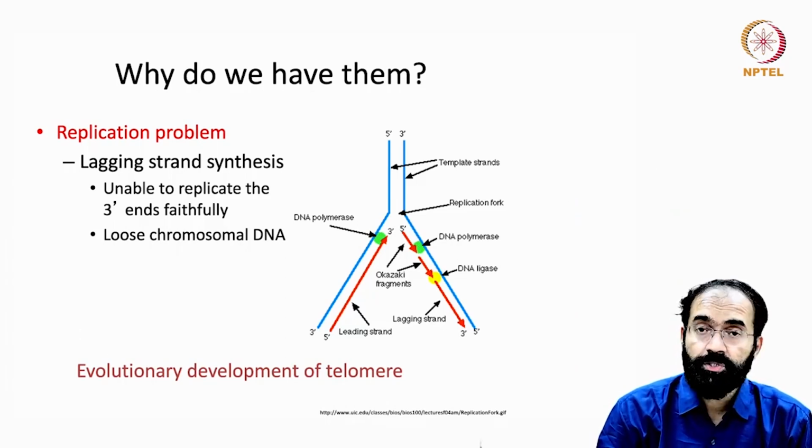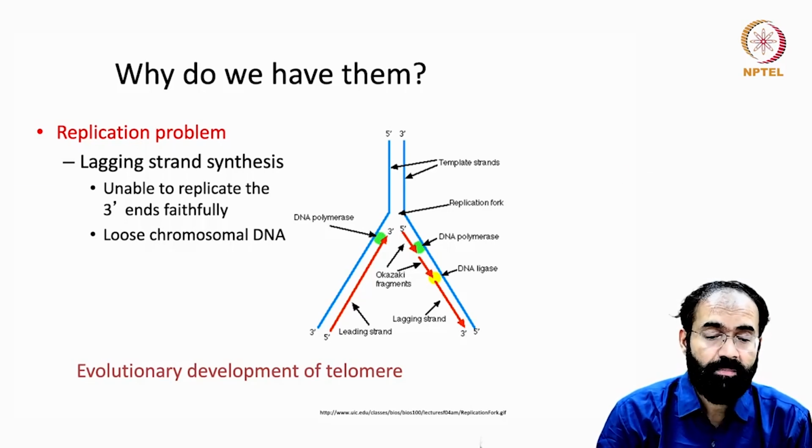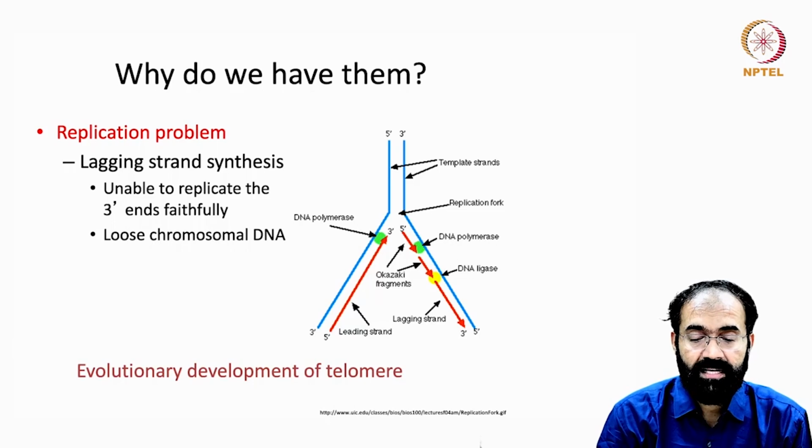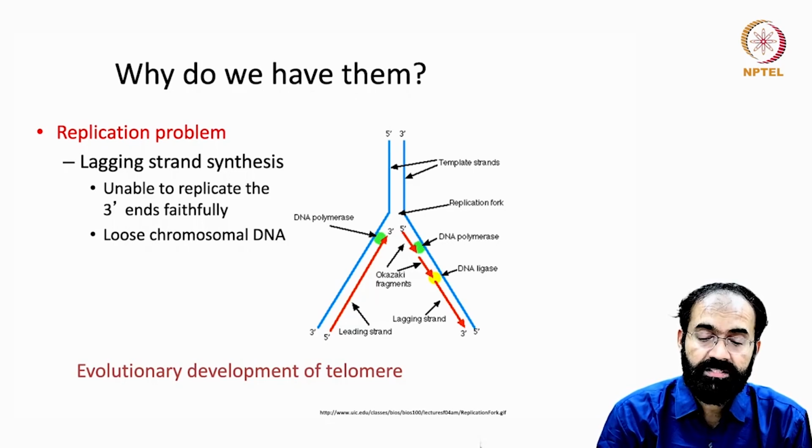Usually the lagging strand synthesis is unable to replicate the 3 prime end very faithfully. Because it has to synthesize, the synthesizing enzyme has to hold somewhere, but this is the tip. So the enzyme has to bind onto this template, and if it has to make a copy of this, it has to bind here in the atmosphere. It cannot stand there, no.